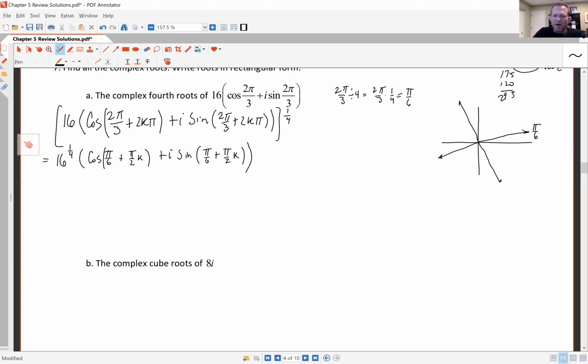The second one is going to be pi over 6 plus pi over 2, which is 2 pi over 3. The next one is going to be 2 pi over 3 plus pi over 2, which is 7 pi over 6. And the last one's going to be 7 pi over 6 plus another pi over 2. We should recognize that as 5 pi over 3.